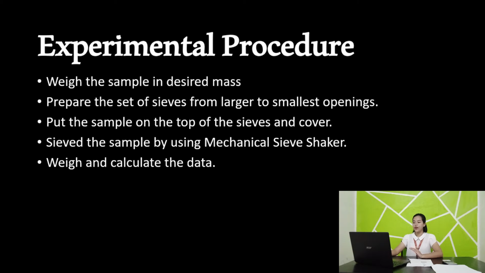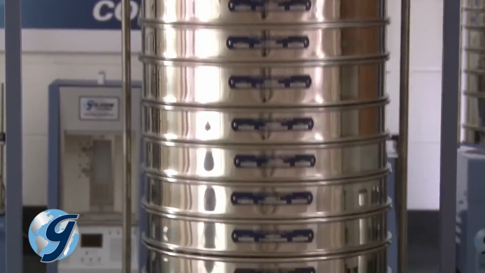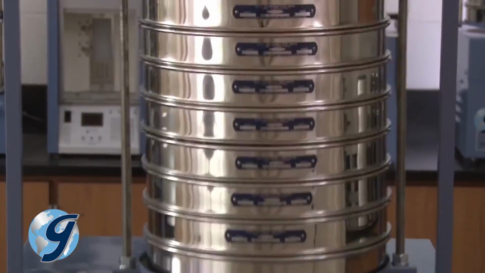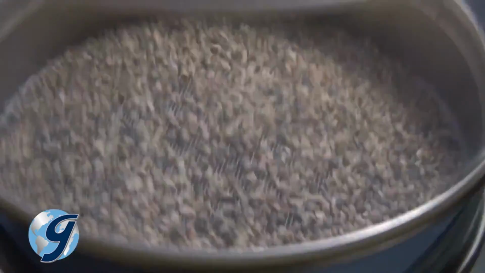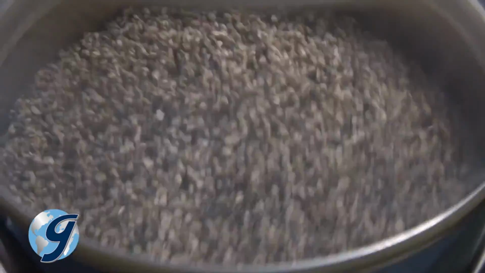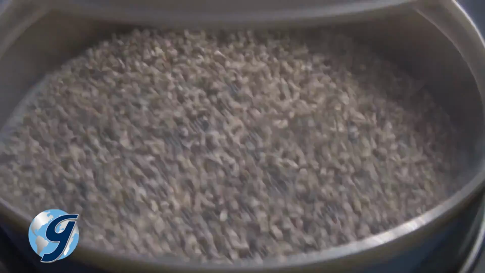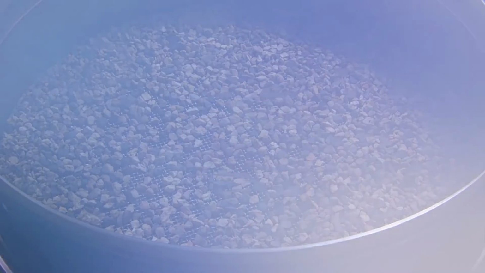Here we need to weigh the sample to the desired mass, prepare the set of sieves from largest to smallest openings, put the sample on the top of the sieves and cover, sieve the sample by using the mechanical sieve shaker, weigh and calculate the data. A sieve analysis or gradation test determines the distribution of aggregate particles by size. This information can then be used to determine if the material will comply with design and production requirements.